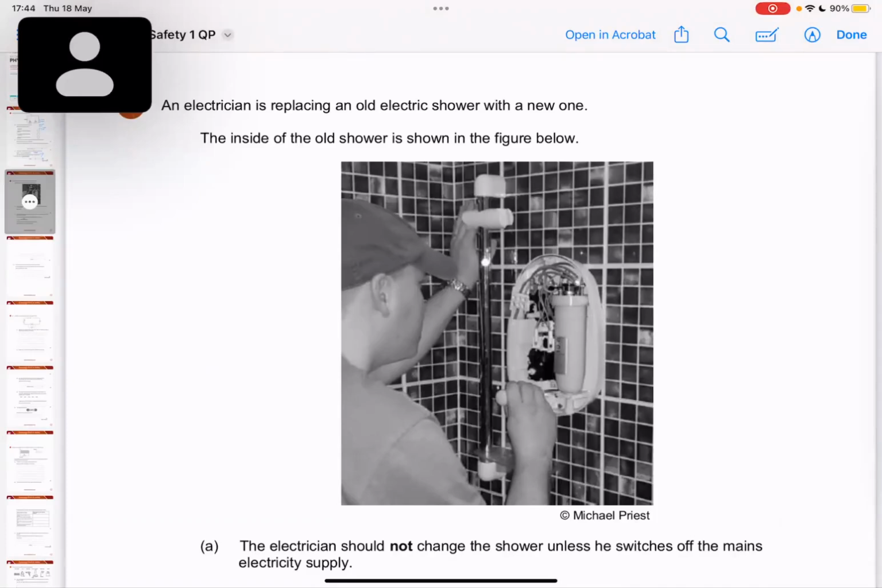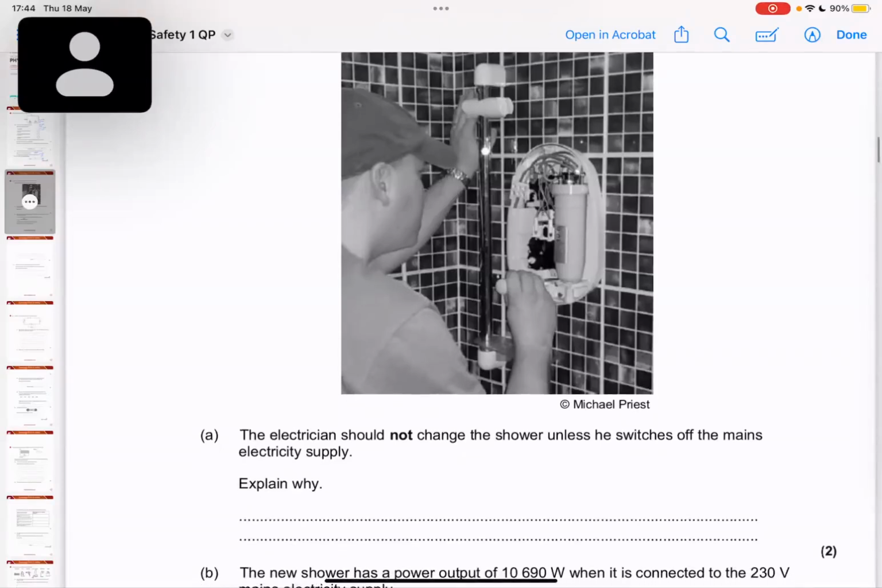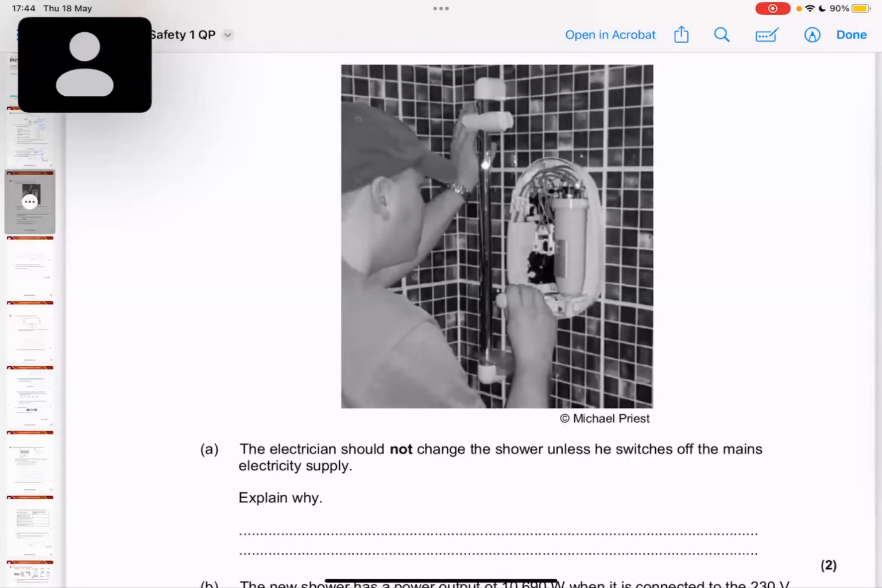Okay, so now they've said there's an electrician that's replacing an old electric shower with a new one. And they've shown you the inside of the old shower here. And they've said he shouldn't change the shower unless he switches off the mains electricity supply. Explain why. 2 marks. Water conducts electricity. Yes, really good. So what's that going to do? He might get electrocuted if he touches the live wire. Perfect. Exactly right. So he might get an electric shock if he touches the live wire because water conducts electricity. And that is your answer.